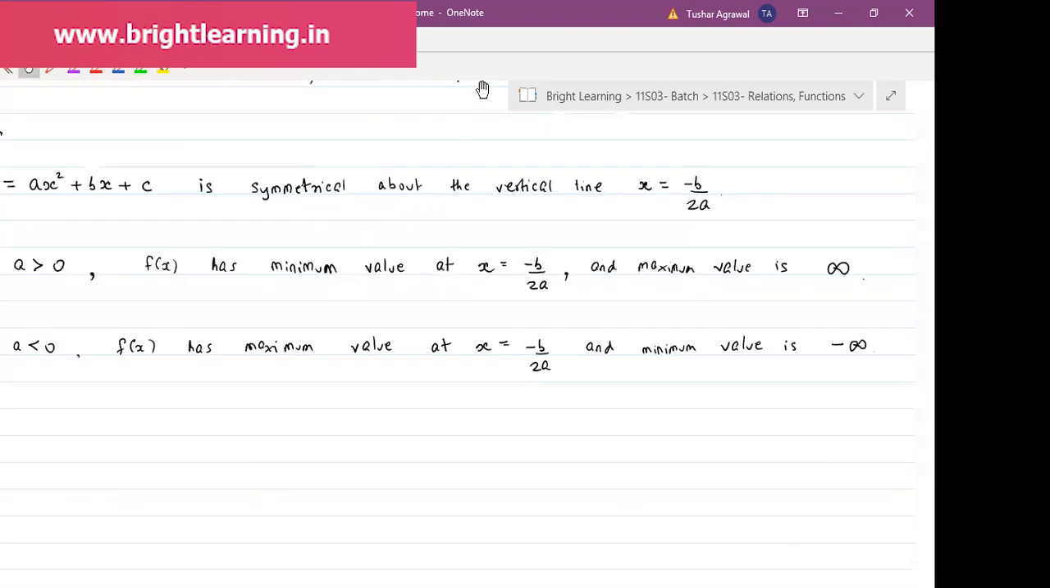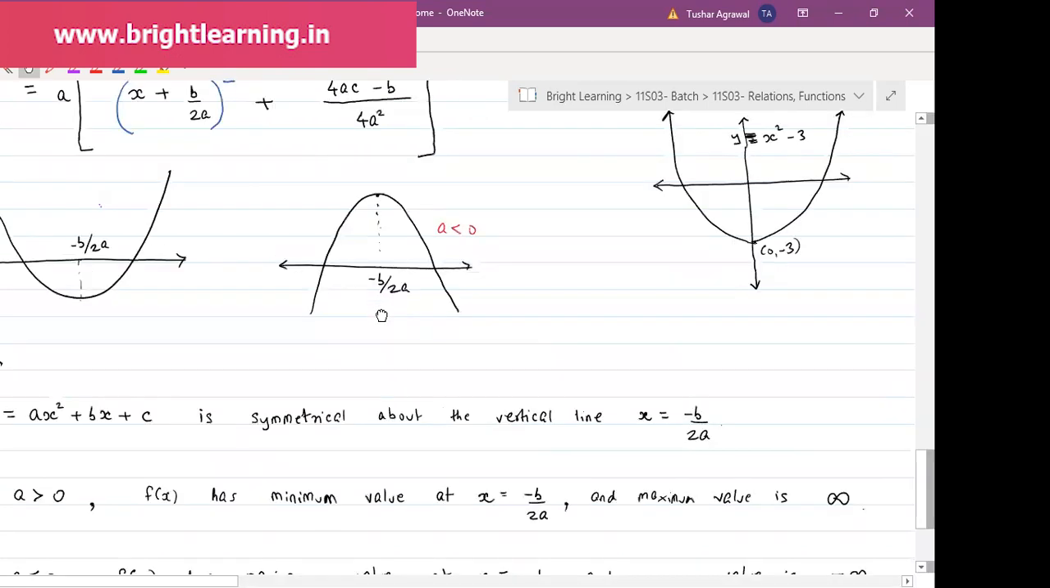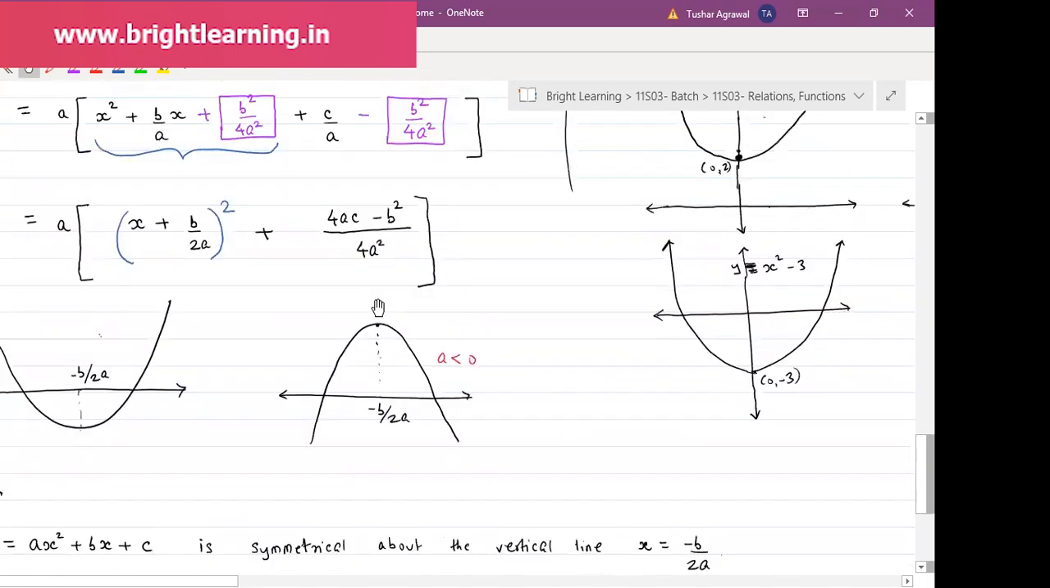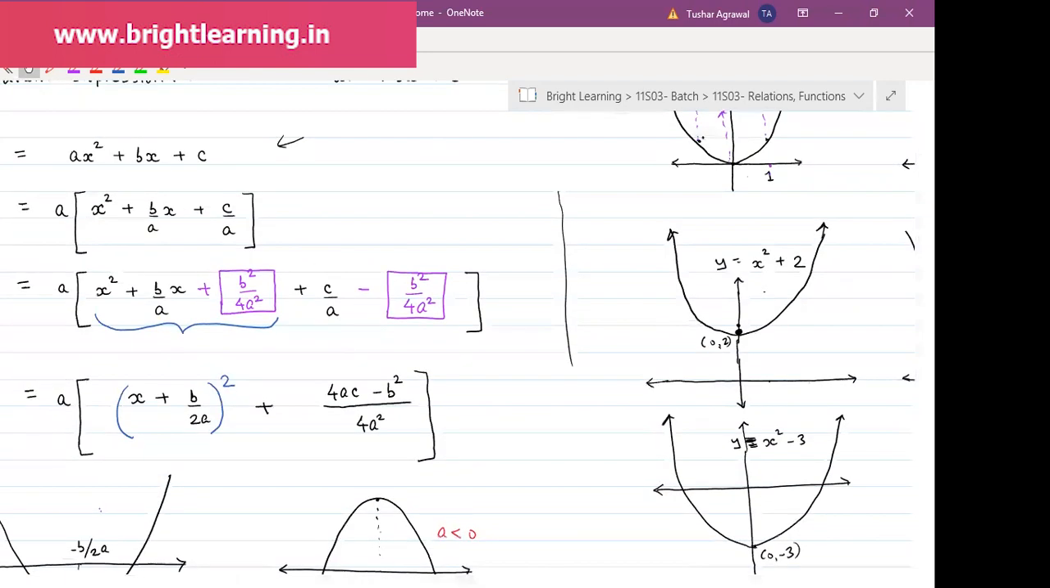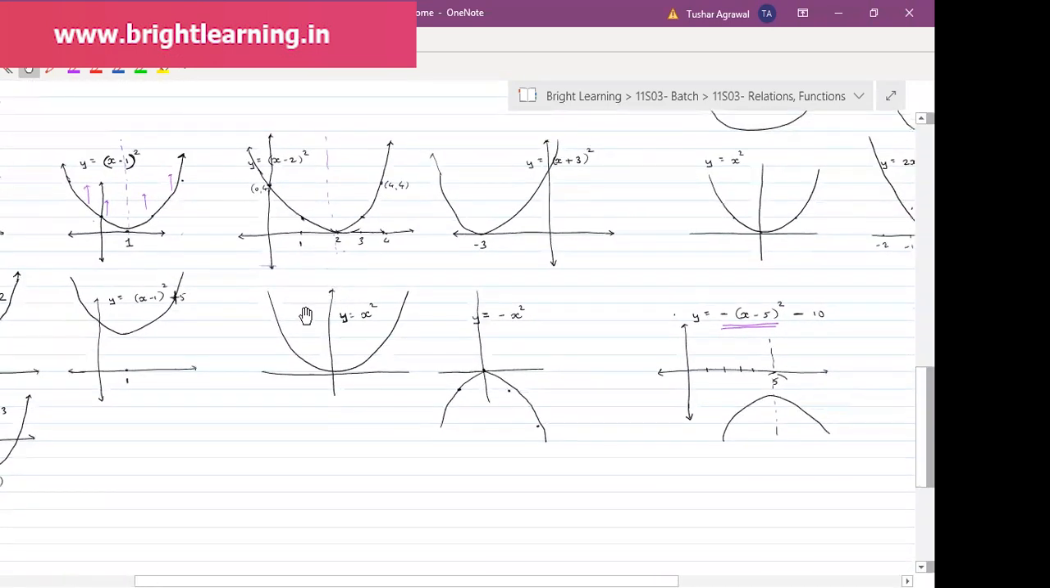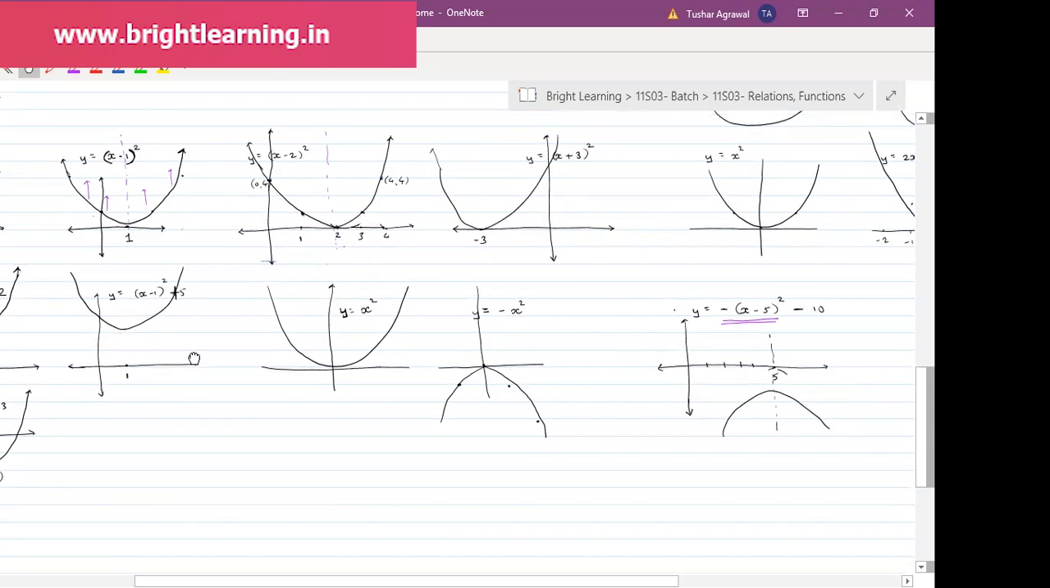Yes, sir. So can you scroll up? And also, sir, can you zoom out all the graphs which you did there? This part will again be dealt with in the transformation of graphs chapter. It is not for the boards. It is only for JEE. Okay, sir.